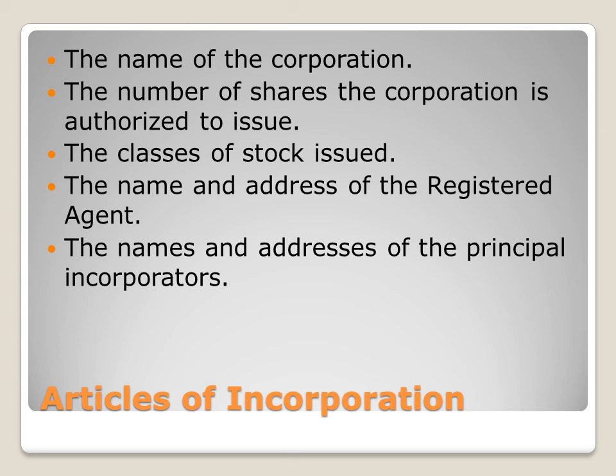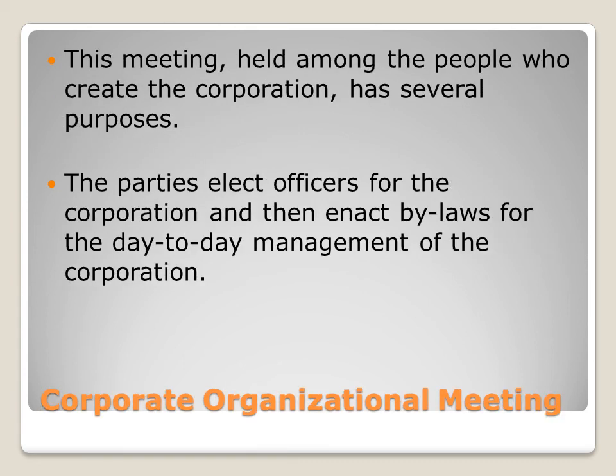It also includes the names and addresses of the principal incorporators, the people that actually formed that corporation. Also, the annual meeting that's held among the people who create the corporation has several purposes. The parties elect officers for the corporation and then enact bylaws for the day-to-day management of the corporation. And usually, this annual meeting is going to happen once a year.